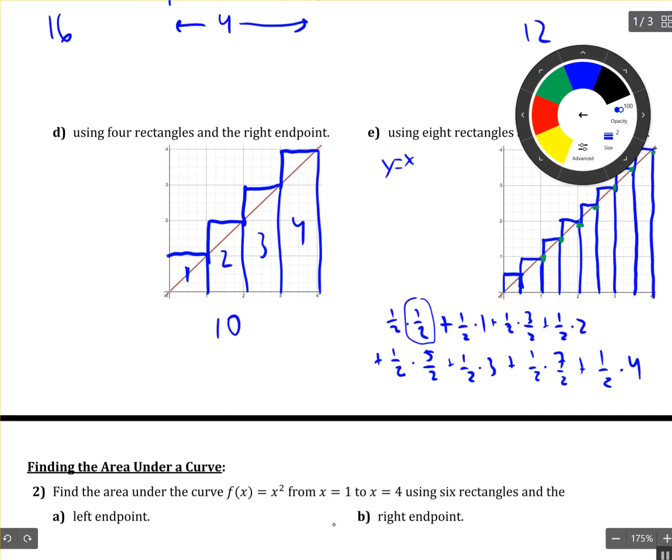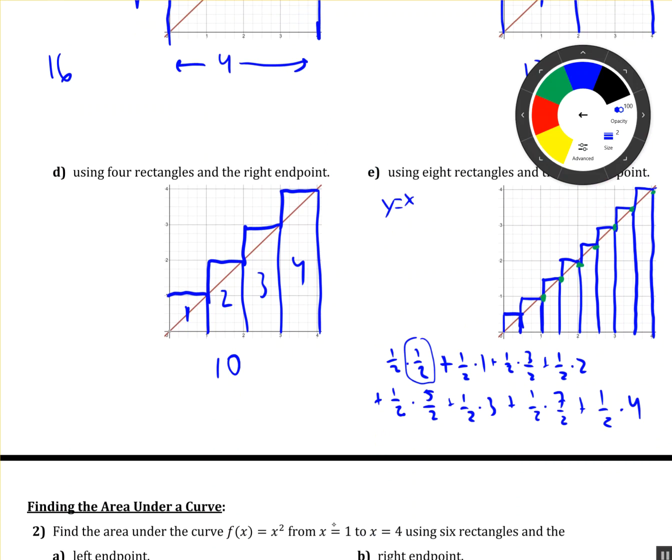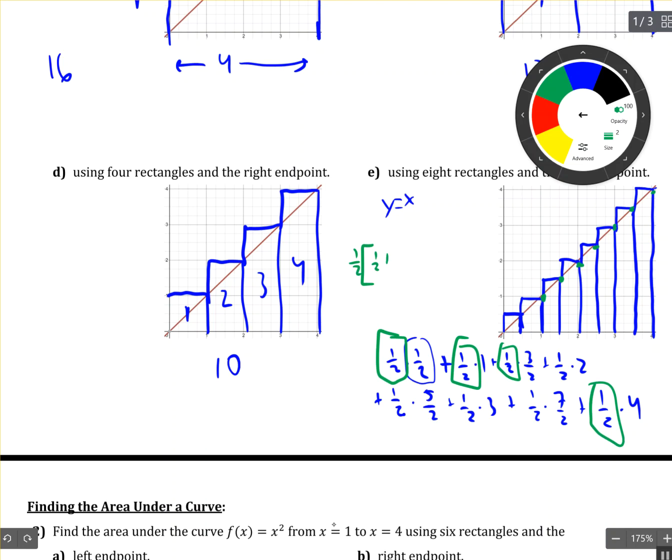Now, one thing that might make it easier is notice all these things have a factor of 1/2 in them, right? They all have the same width, right? 1/2, 1/2, 1/2, 1/2, etc., all the way through to the end. So I could make it a little bit easier, and I could rewrite it, and I could have just written 1/2, and then 1/2 plus 1 plus 3/2 plus 2 plus 5/2 plus 3 plus 7/2 plus 4. And we could do that every single time.